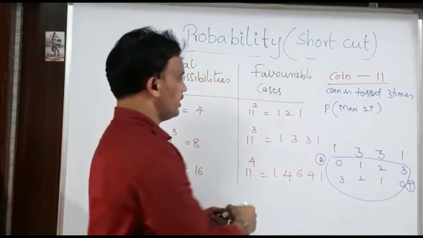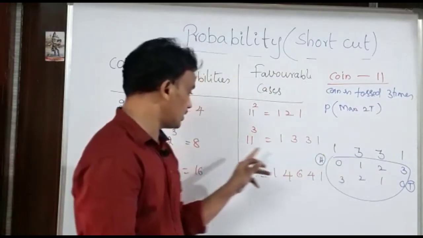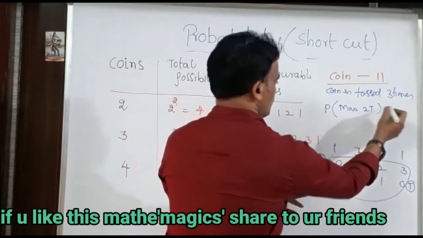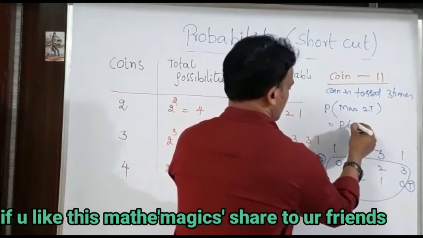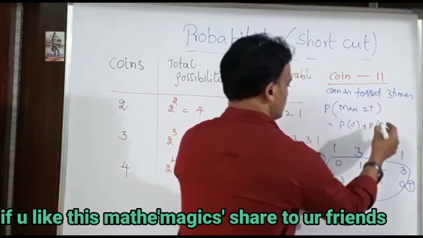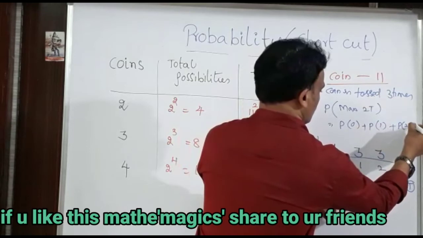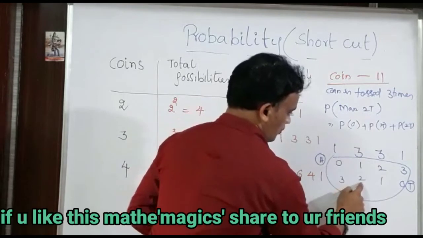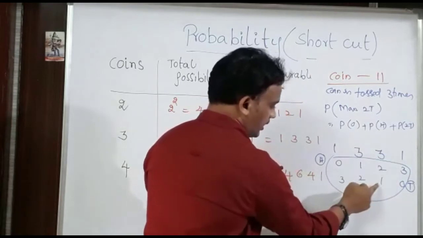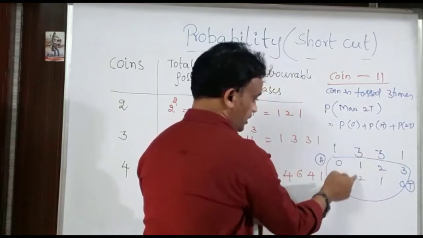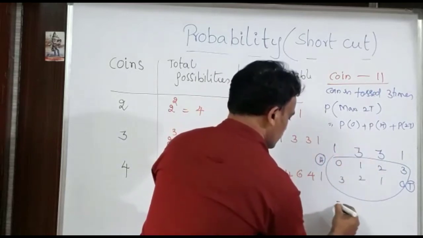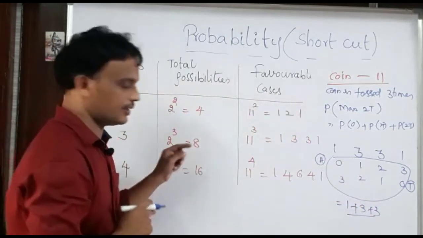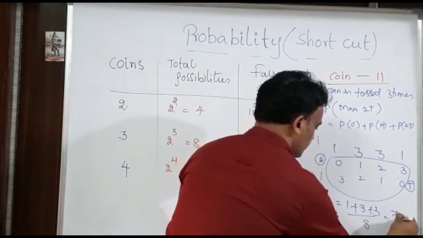So when the coin is tossed 3 times, these are all the possibilities according to that rule, (1+1) raised to the power 3: 1 3 3 1. Now my question: probability of getting at most 2 tails means probability of getting 0 tails, 1 tail, 2 tails. Am I right or not? So at most 2: 0 tails has 1 chance, 1 tail has 3 chances, and 2 tails has 3 chances. So we write 1 plus 3 plus 3 by 8, which is 7 by 8.